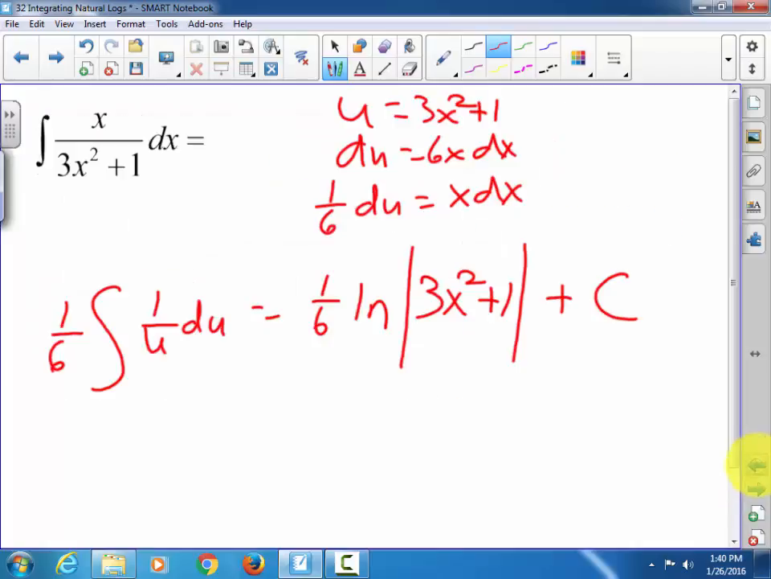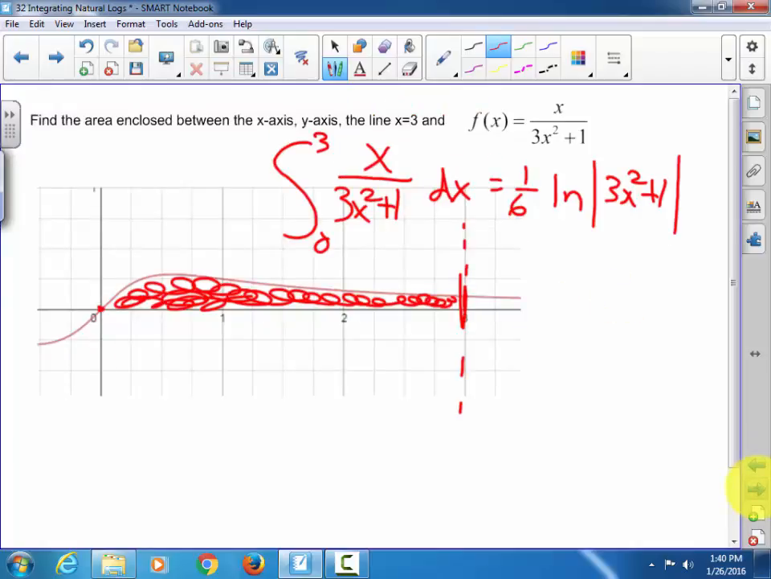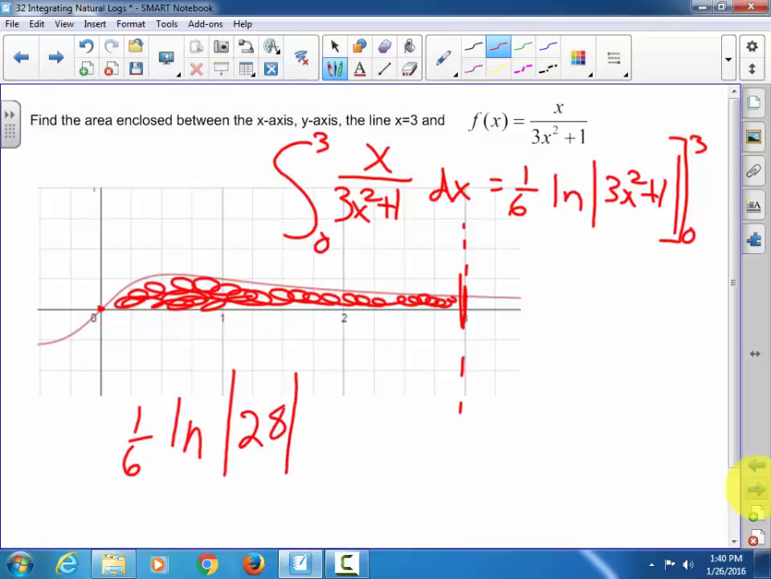Okay, so we're integrating this. There's the antiderivative. We're just bringing it over from the previous page. We're going to evaluate this at 0 and at 3. So if I put 3 in there, I get 1/6 the ln of 3 squared is 9, times 3 is 27, plus 1 is 28. Minus, what happens when I put 0 in? I get 1/6 of 0 plus 1 is 1, the ln of 1.